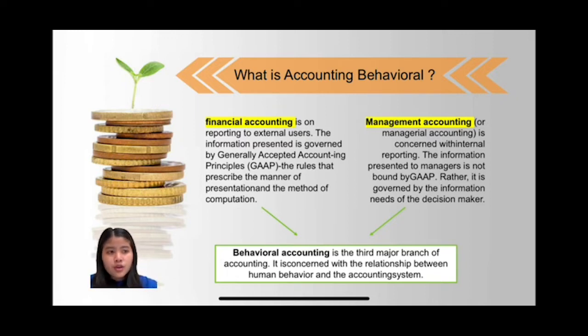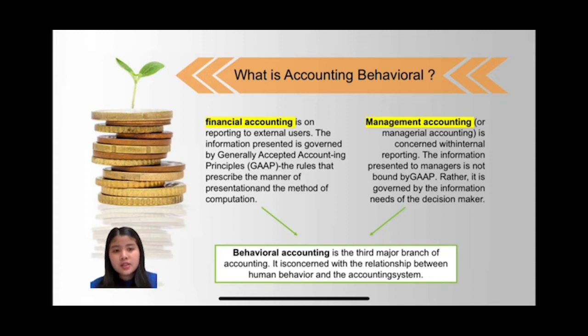Based on those explanations about financial accounting and management accounting, we can say that the domain of behavioral accounting includes financial accounting and management accounting. Behavioral accounting is also considered the third major branch of accounting, and it is concerned with the relationship between human behavior and the accounting system.